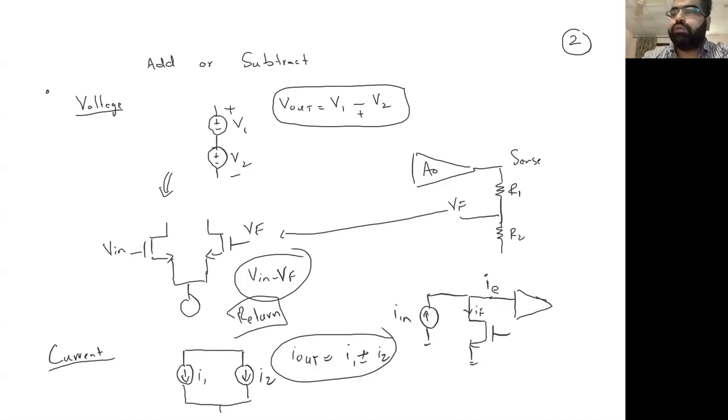I in. So IE what will it be? I in minus IF. So some current is going at this point and we are feeding current here. So these two are in parallel, same thing as this analogy. And ultimately IE is being forwarded to this one.